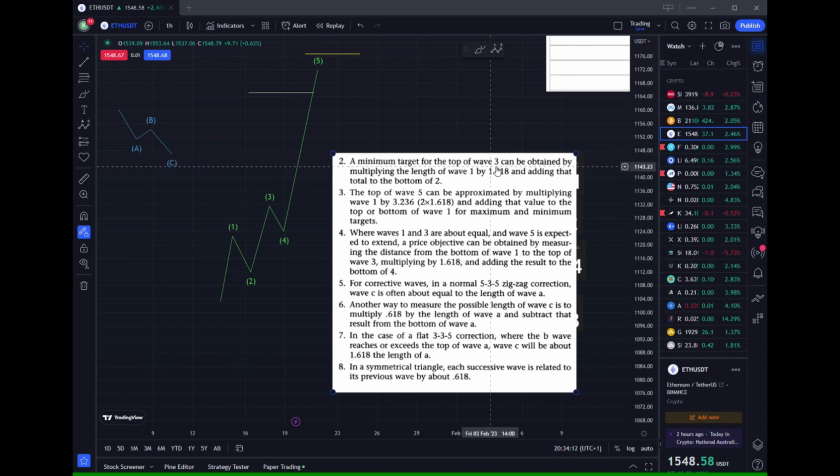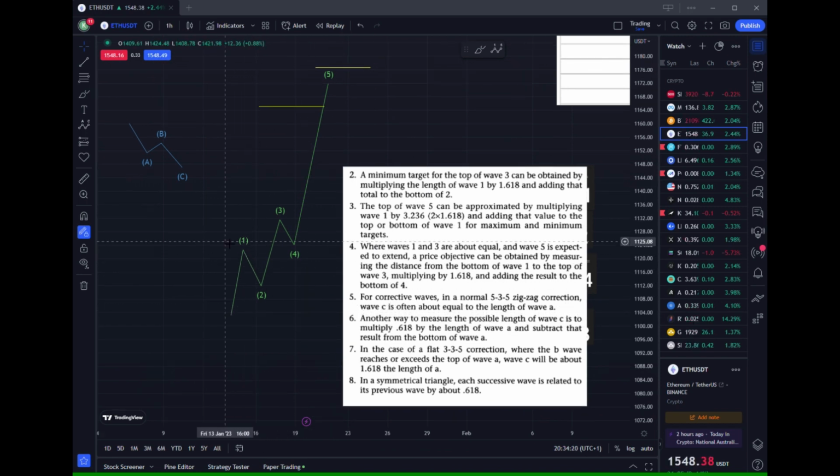Second rule is a minimum target for the top of wave 3 can be obtained by multiplying the length of wave 1 by 1.618. So what this means is this. Let's say we don't know anything past this right here. From this on, we don't know anything. We're just going to assume there's going to be Elliott wave. So how you can now know the top of wave 5 based off this one is to take the height of the first wave, which is going to be 19.33.